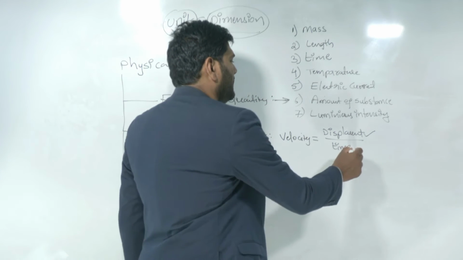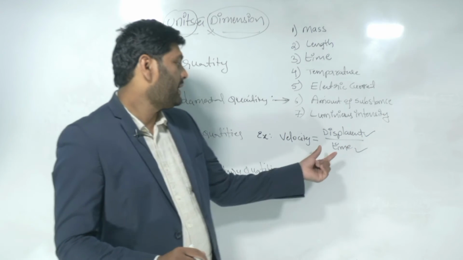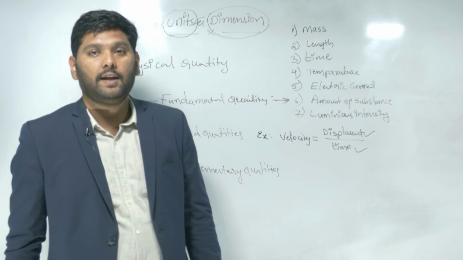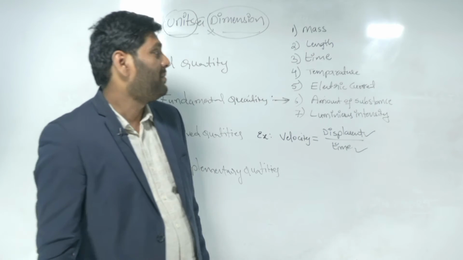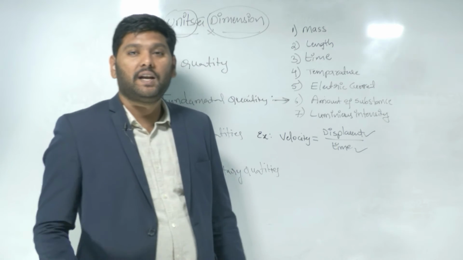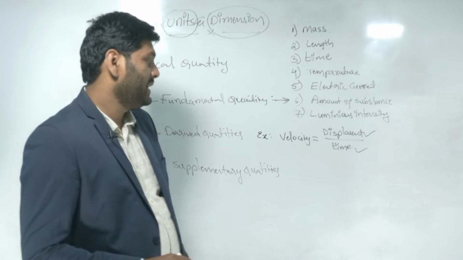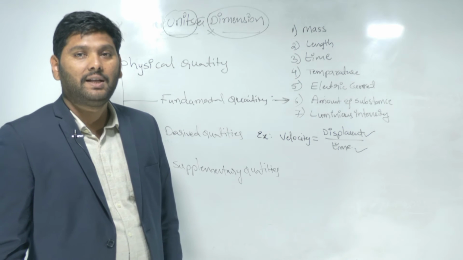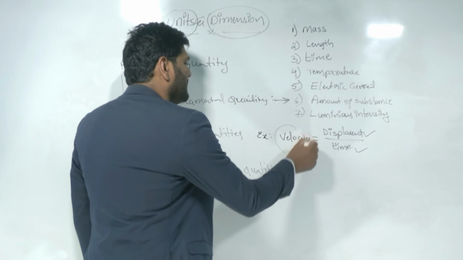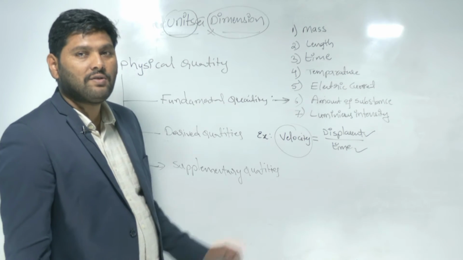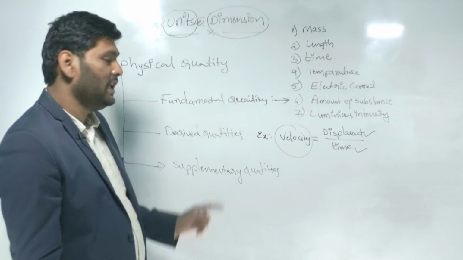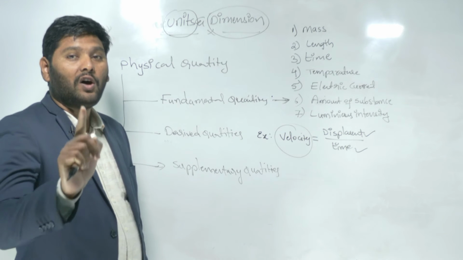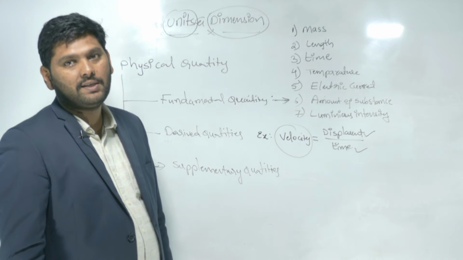Time is something like that. But here, displacement is nothing but length, right? So, length is what kind of quantity? Yeah, fundamental quantity. Time is what type of quantity? Yes, you are right. Time is also a fundamental quantity. So this velocity is what type of quantity now? Tell me, derived quantity.